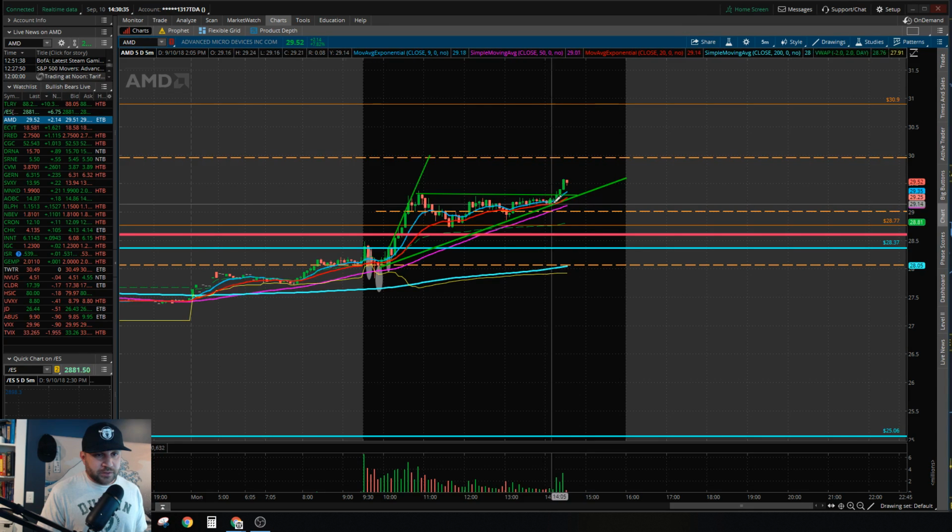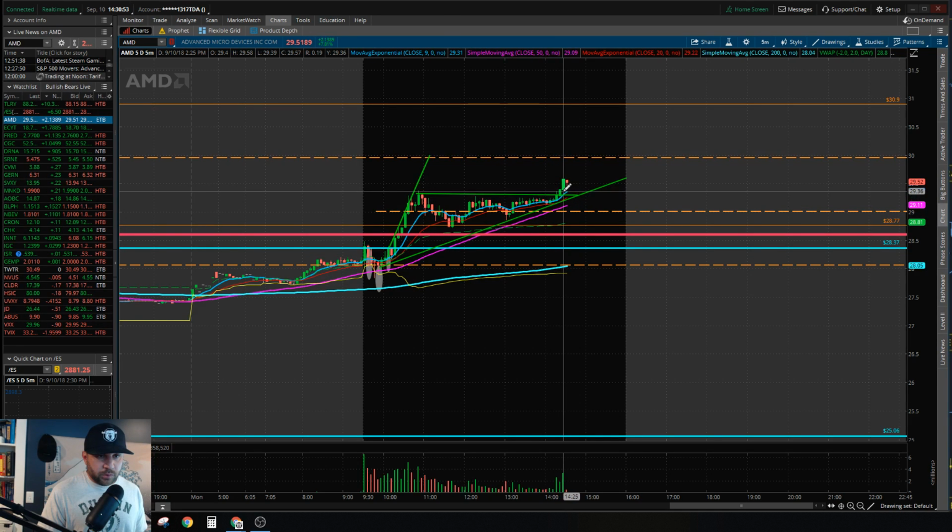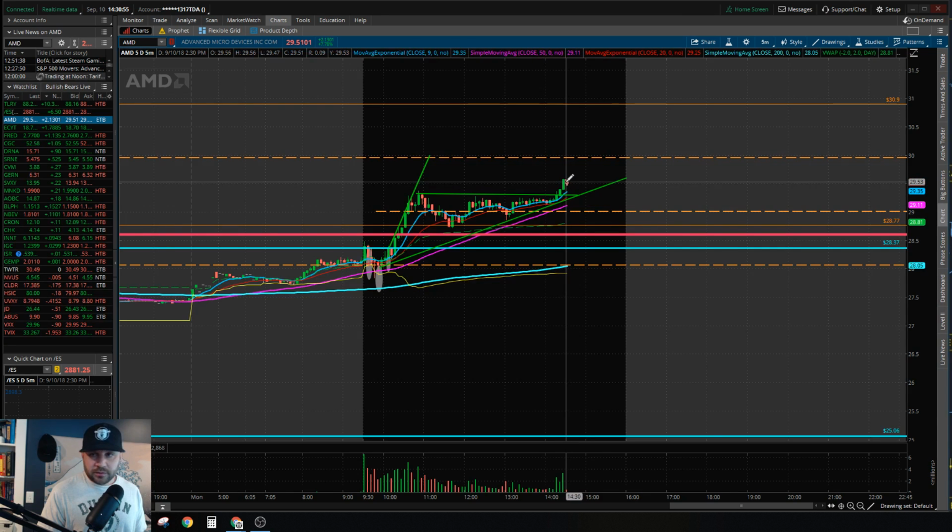You can see all the entries were during the consolidation inside the ascending triangle. Here's really your first clue that this was going to break out. You had this big 5 minute volume candle right here, right? And then boom, there's your follow through the last 10 minutes.